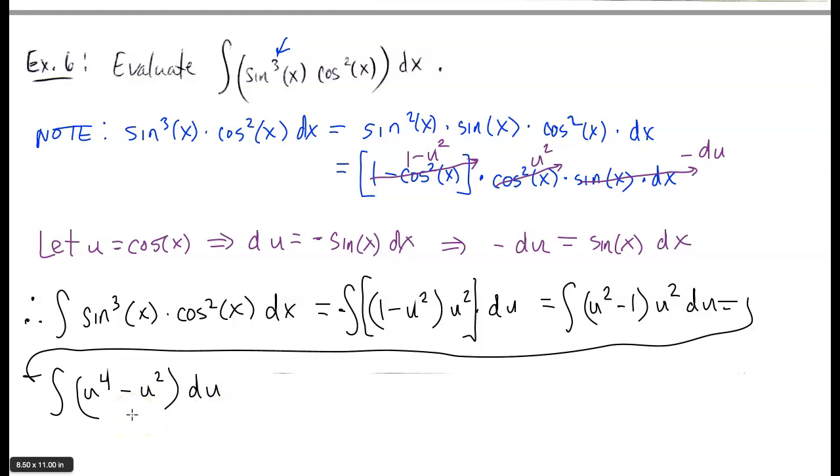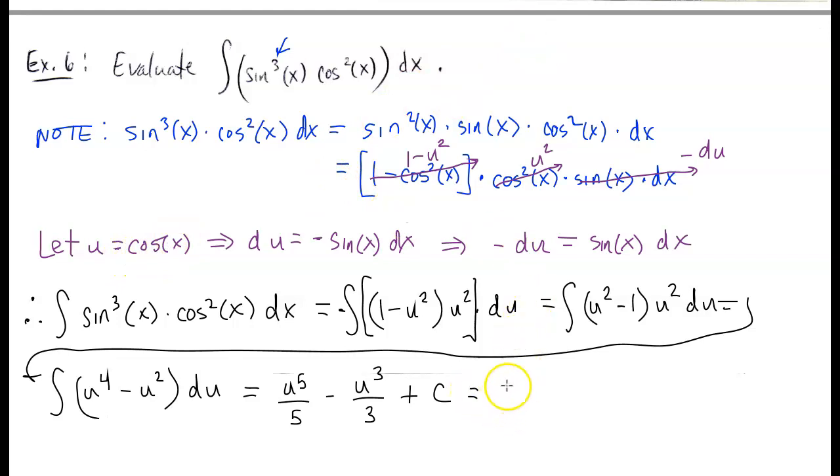And so now at this point, it's relatively easy to integrate this. We take the antiderivative of both terms. The antiderivative of the first term is u to the 5 divided by 5. The antiderivative of the second term is u cubed divided by 3. And then, of course, we add the integration constant at the end. And then finally, what we do is substitute back in what u was. And, of course, u was cosine of x here.